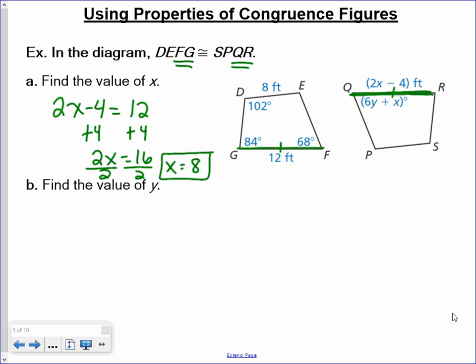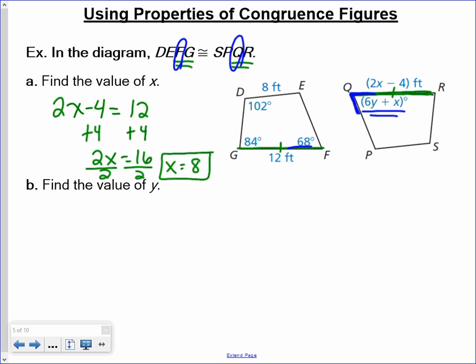Okay, so now when it comes to my y, I have that expression 6y plus x with two variables in it, but now that I know what x is, I can take my 8 and plug it in for x. First, let's figure out that the 6y plus x is marking angle Q. So let's figure out what Q is congruent to. Here's Q, that's the third letter in. So I'm going to go to my first figure and find the third letter, which would be F, which tells me Q is congruent to F.